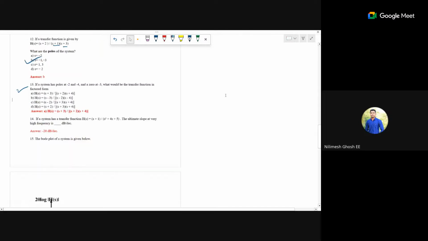Now the Bode plot comes. Now the 14th question. What is the answer of the 14th question? If you give an answer, you have to tell me the reason also.